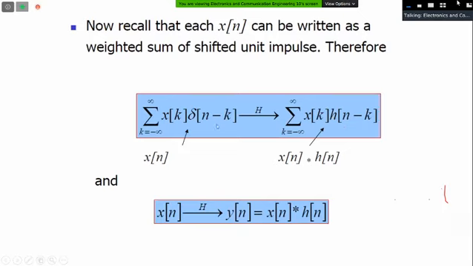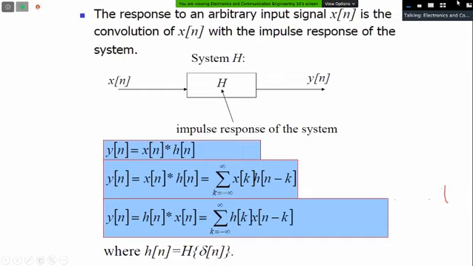What is the convolution sum? Actually, this is a summation. The input is the summation of the weighted delta pulses. The output is the summation of the scaled impulse responses, right? So we call this the convolution formula. And we can express this as x[n] going to y[n] equals x[n] convolved with h[n]. And we know that convolution is also commutative. We already saw what is commutative and all.